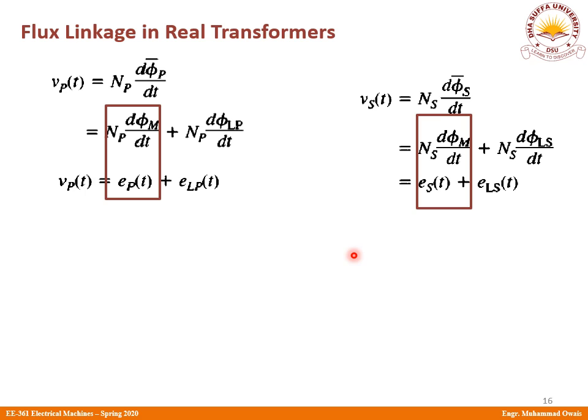Now if we find out the voltage ratio, since I said at the beginning of this slide that we are interested in finding out the voltage ratio, we want to see how it is related and how different it is from the ideal transformer, okay? So let's divide the two quantities, ES and EP, or EP and ES, whatever you want. Here we have done it this way: EP divided by ES is NP over NS. So this is how we define the turns ratio for a real transformer. For a real transformer, we are talking about EP and ES.